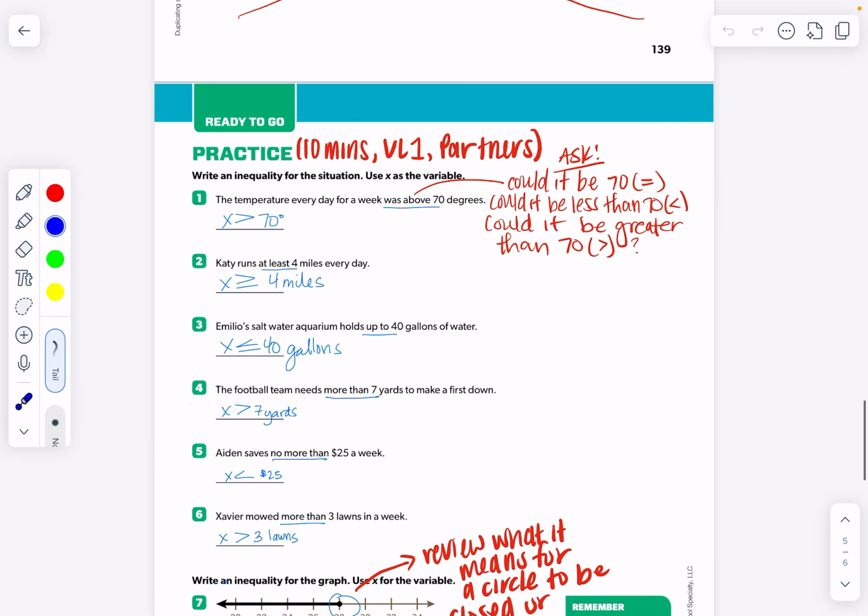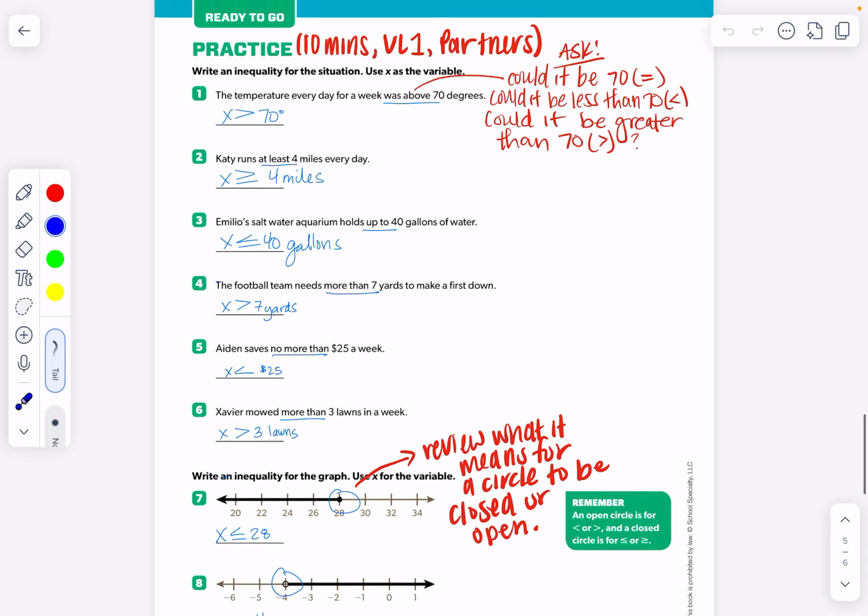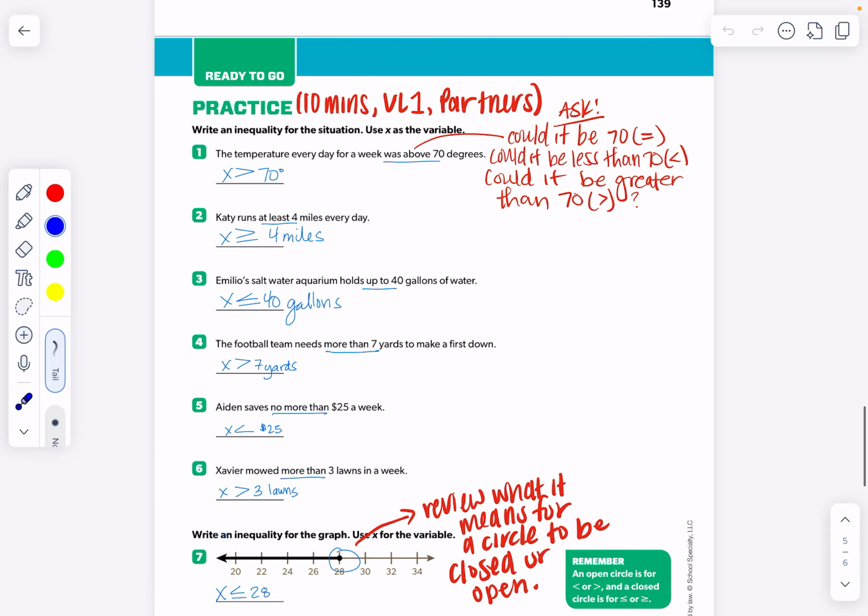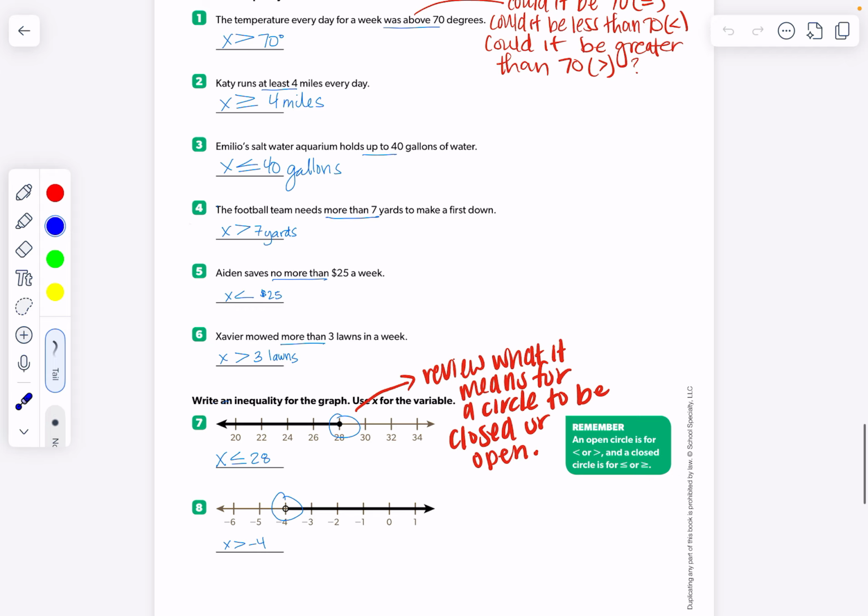So from there, you will launch students into 10 minutes of partner practice at a volume level 1. The question that you want to keep asking students is what buzzword allows you to know which inequality symbol we need to use? And then could it be less than, greater than, or equal to based on that buzzword? Students will have to write their inequality statement as well as draw the inequality for the graph.